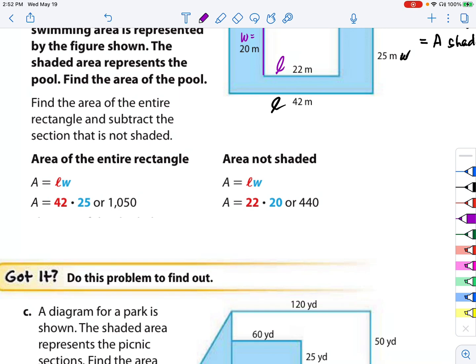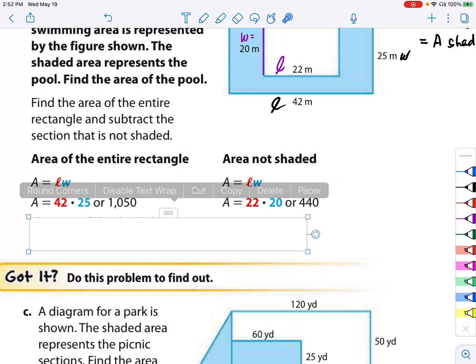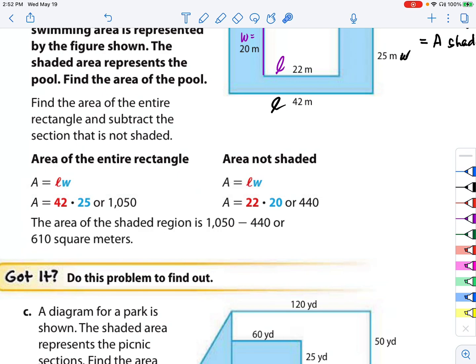So basically, again, we are subtracting. We are getting the area of 1050 and we are subtracting 440. And that's exactly what's happening here. So the area of the pool of the hotel is 610 square meters.